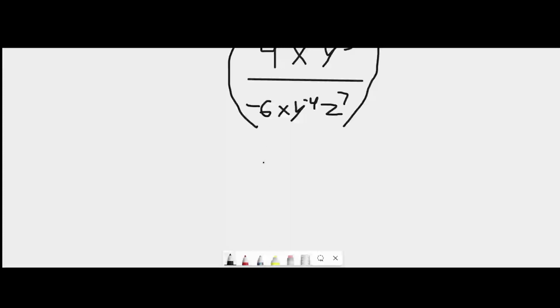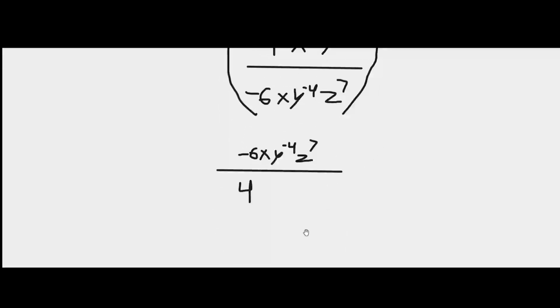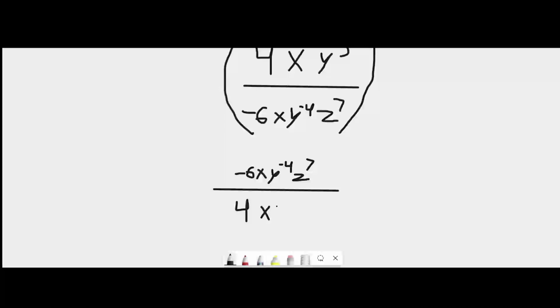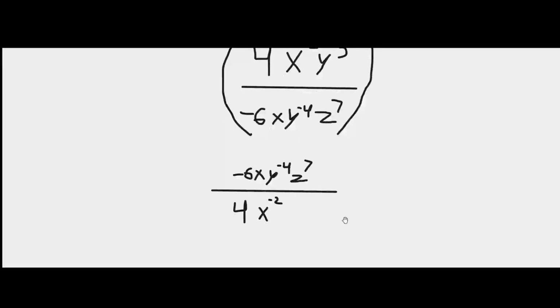So instead, we're going to have negative 6x y to the negative fourth z to the seventh, over 4x to the negative second and y to the third.